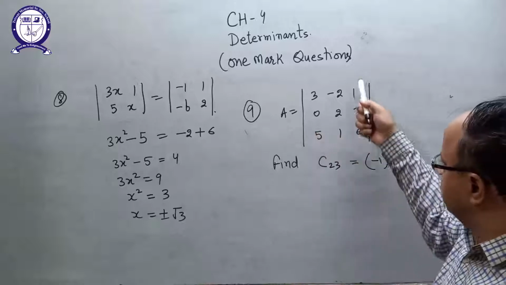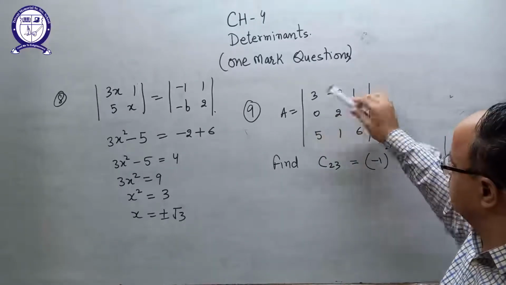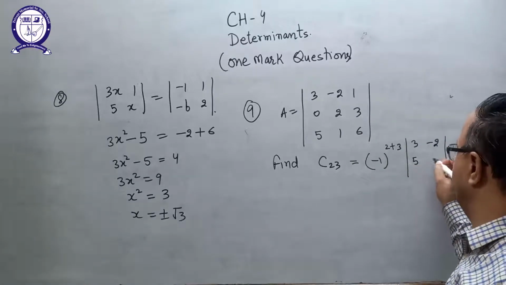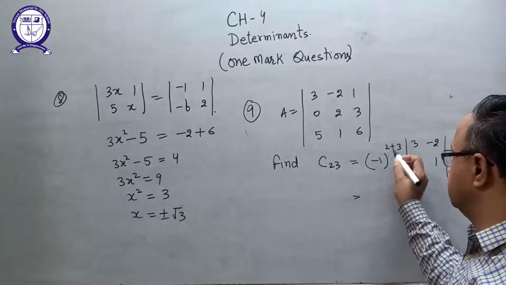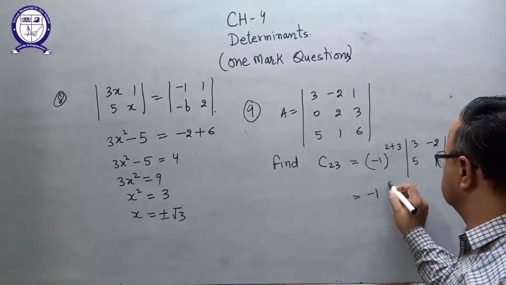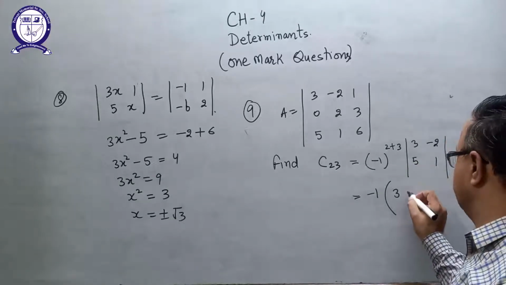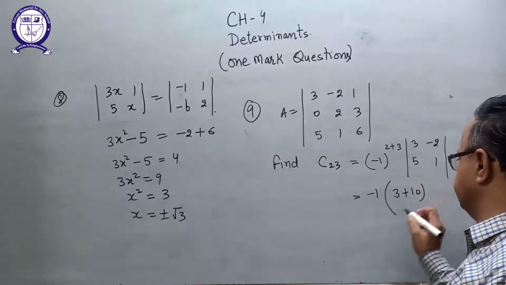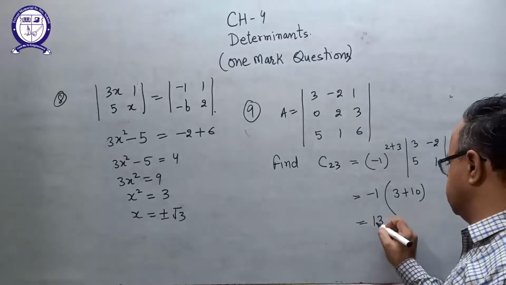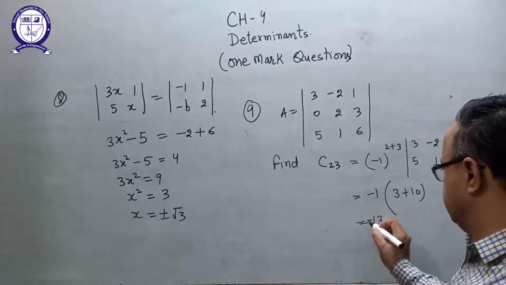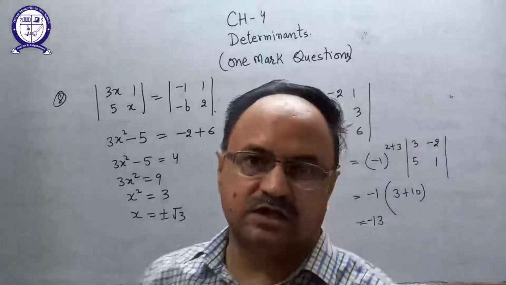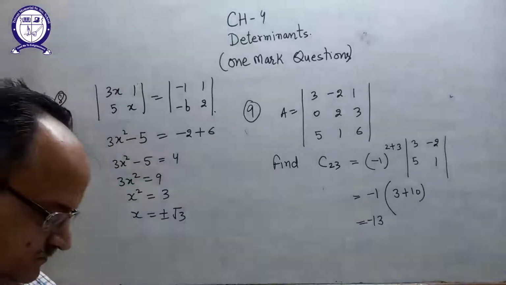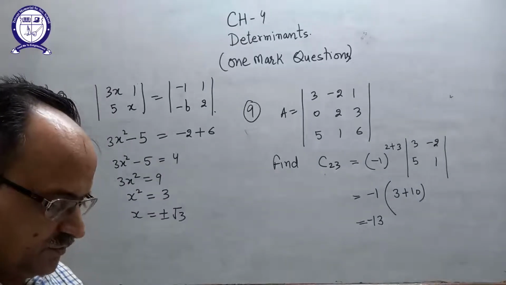Second row, third column cancel. 3 minus 2, 5, 1. Minus 1 to the power 5, that is minus 1. Find the determinant. 3 minus 10, that is plus 10. The answer is 13. Minus 13. This is the answer. Just find the cofactor of the element. This is the question.